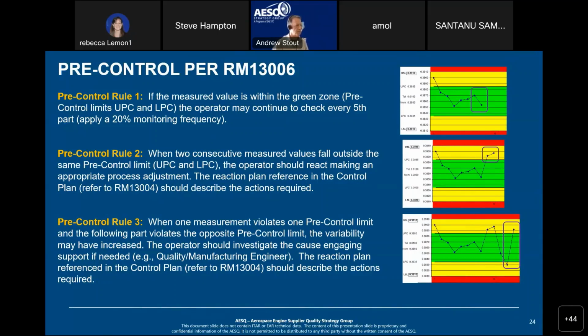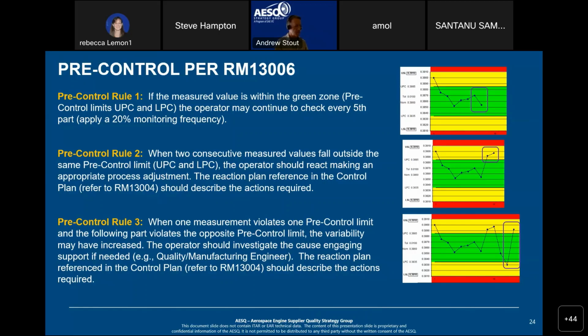Rule 2, in the yellow, so in the middle chart on the right, means stop and investigate, consider making an adjustment. And depending on the situation, it could require restarting of the qualification, but that's to be defined in your reaction plan. It should spell out that.